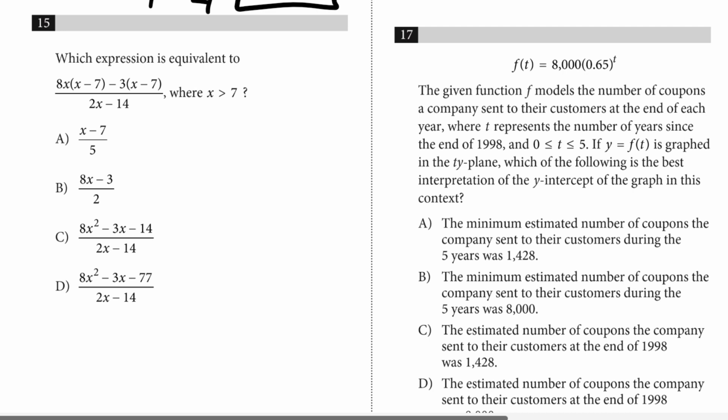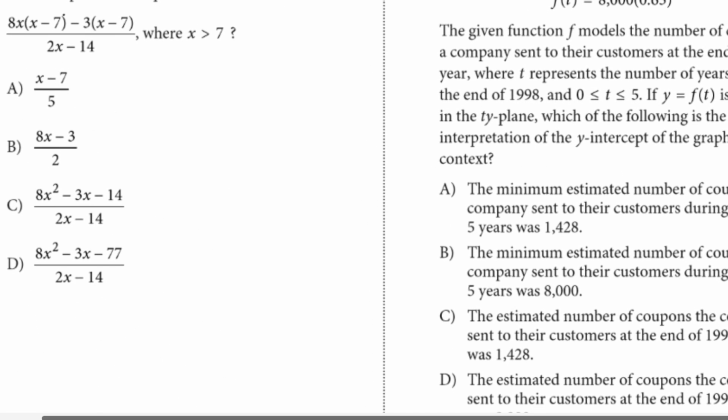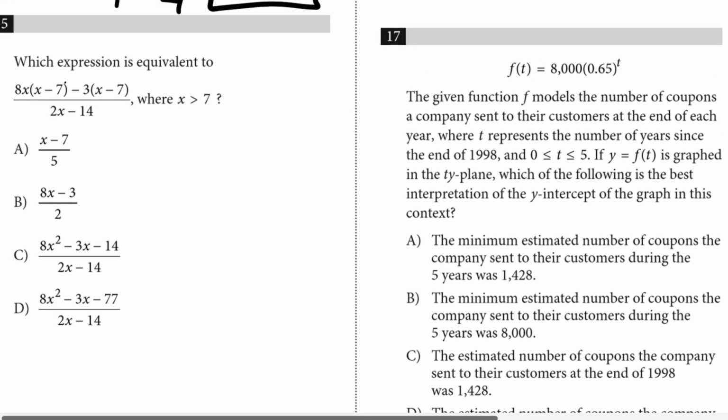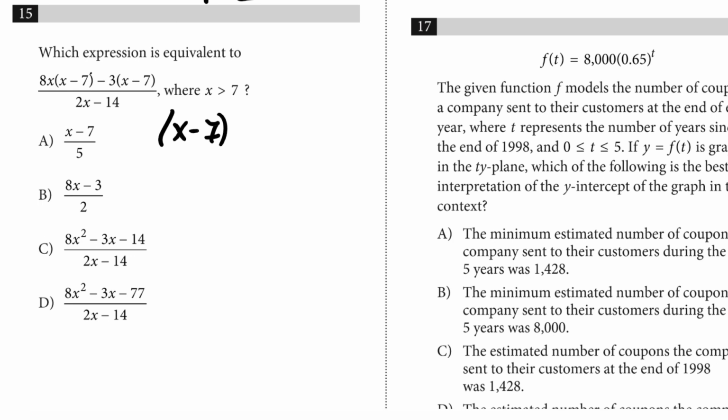Which expression is equivalent to 8x times x minus 7 minus 3 times x minus 7 over 2x minus 14? On top, the first term and the second term both have an x minus 7. They both have an x minus 7. So what we're going to do is factor out x minus 7. And then we're going to have 8x minus 3 left over.